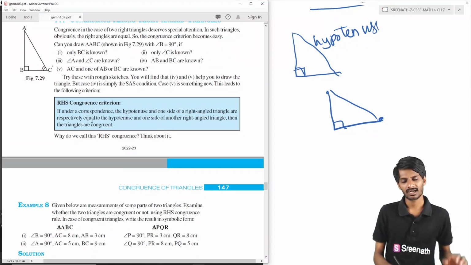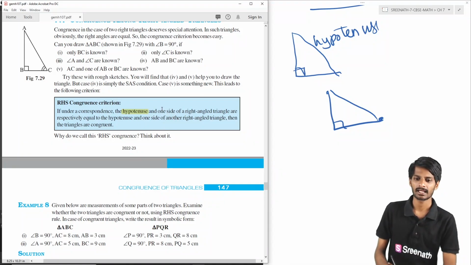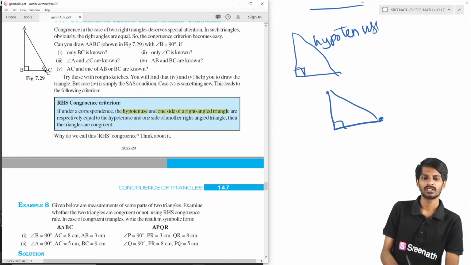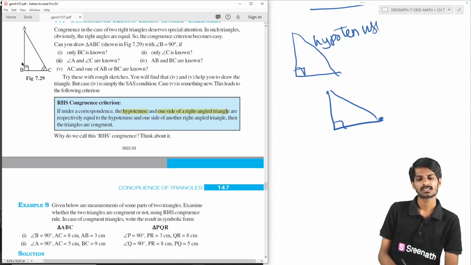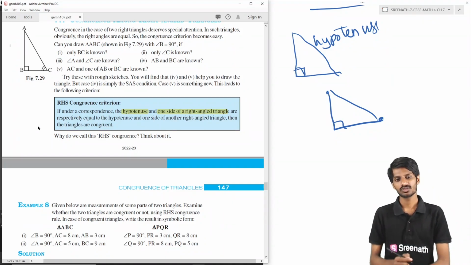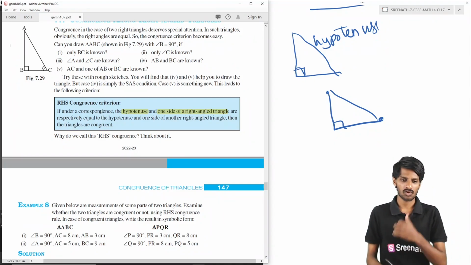So what is the RHS criterion? If the hypotenuse and one side of a right angle triangle are respectively equal to the hypotenuse and one side of another right angle triangle, then the triangles are congruent. So the hypotenuse has to be equal and one side of the right angle triangle, either this side or this side, has to be equal. In this case the right angle triangles are congruent, students.